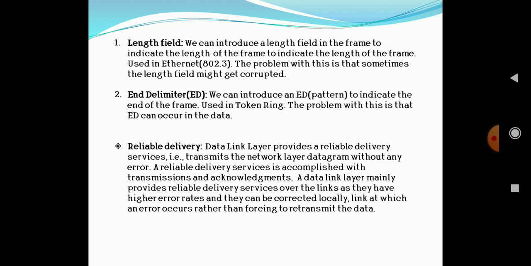The second service is reliable delivery. Data link layer provides a reliable delivery service, that is, it transmits the network layer datagram without any error. A reliable delivery service is accomplished with transmission and acknowledgements. A data link layer mainly provides reliable delivery services over the link as they have higher error rates, and they can be corrected locally, at the link at which an error occurs, rather than forcing to retransmit the data.